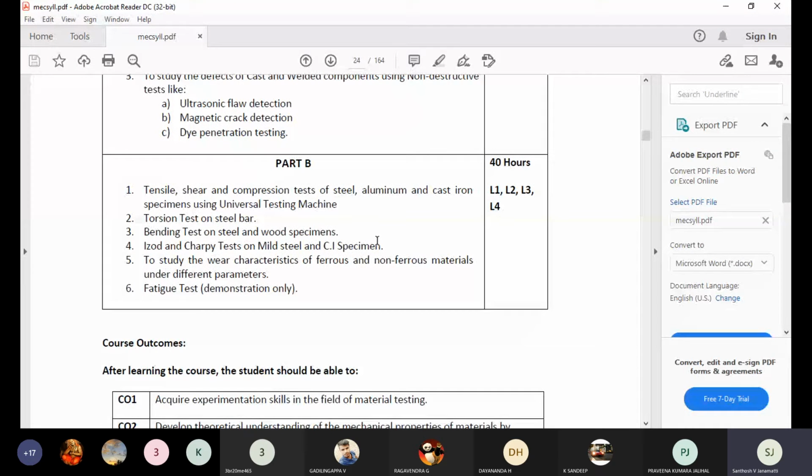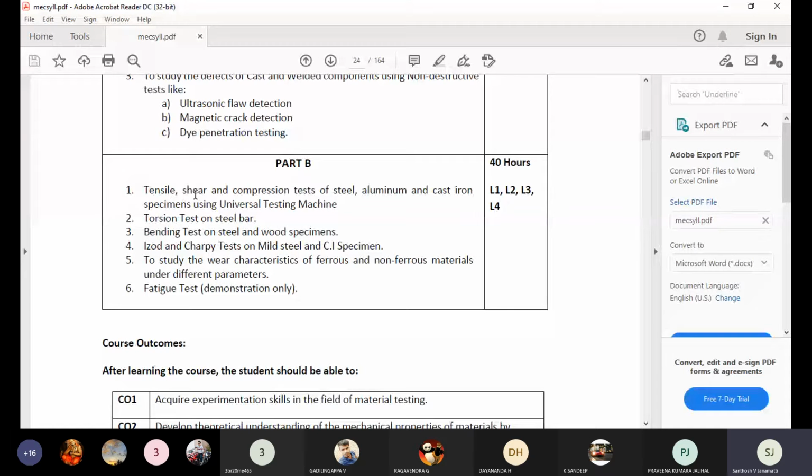Now coming to part B. Here we have major experiments, around 5 to 6 experiments we need to discuss, and this will be the 50 marks question. So number one, tensile test. Definitely we need to conduct the tensile test. You need to conduct it in a group system, at least 2 to 4 people in the group. So you combine together, and you all together need to conduct the experiment.